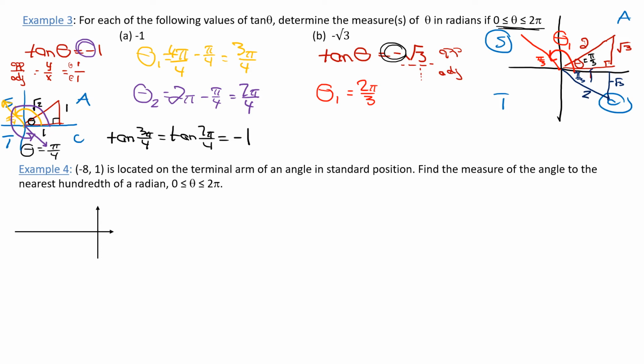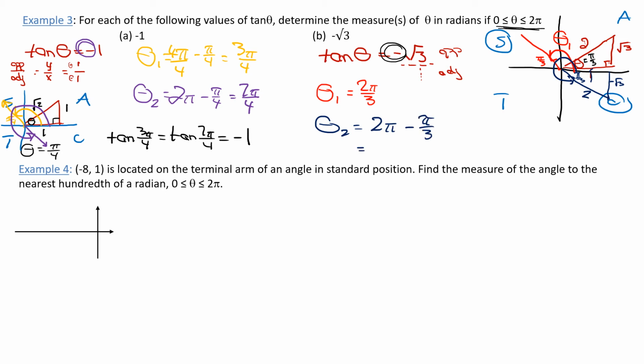So what is the rotation all the way around to this terminal arm? If I rotated all the way around, I would be at 2 pi. But I'm pi over 3 short of that. So I'm a third short of 2 pi. So theta 2 is 2 pi minus pi over 3.